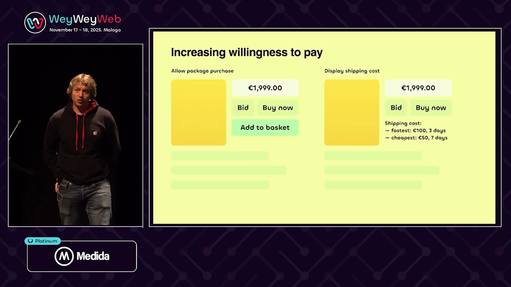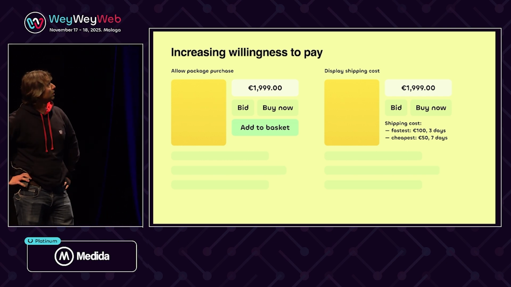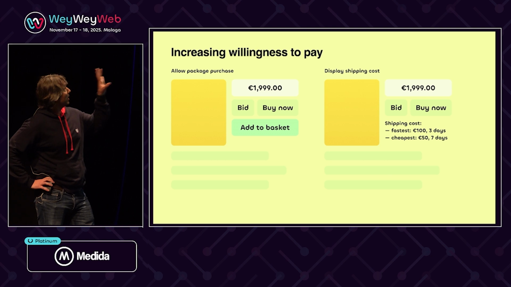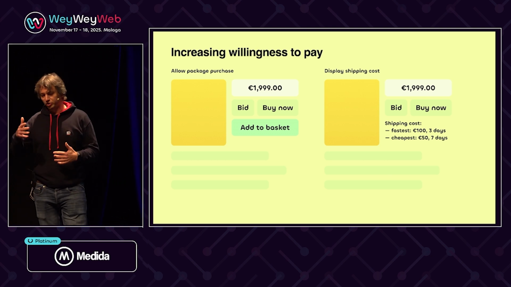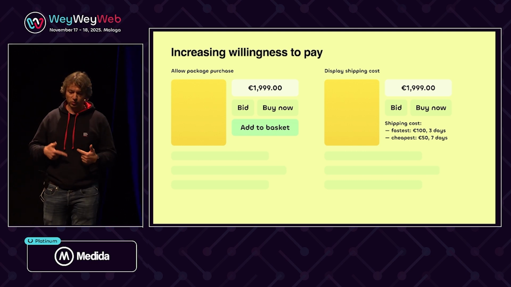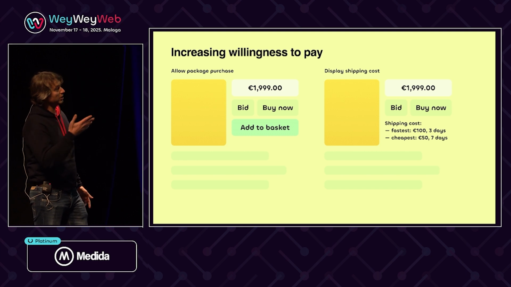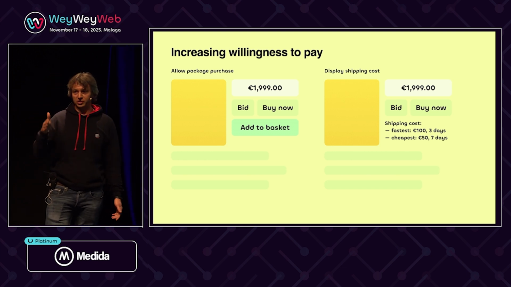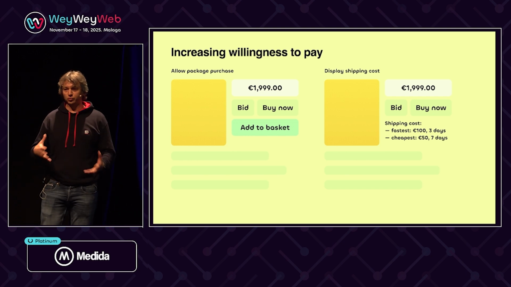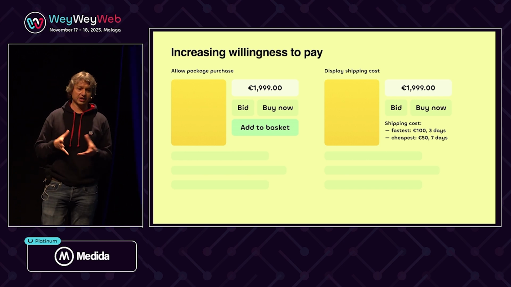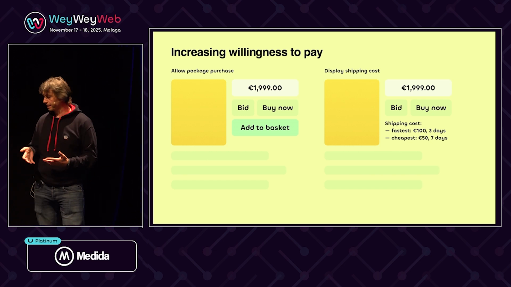A few years ago, I worked at a company that ran online auctions, and at the same time, we were considering two features. One was the packaging purchase feature, which allowed users to buy multiple products within one transaction using the buy now price. And the second was the shipping cost feature, which showed the shipping cost directly on the bidding page. And to understand the value potential of each of these features, we need to understand two things. What is the cost, and what is the impact on willingness to pay?